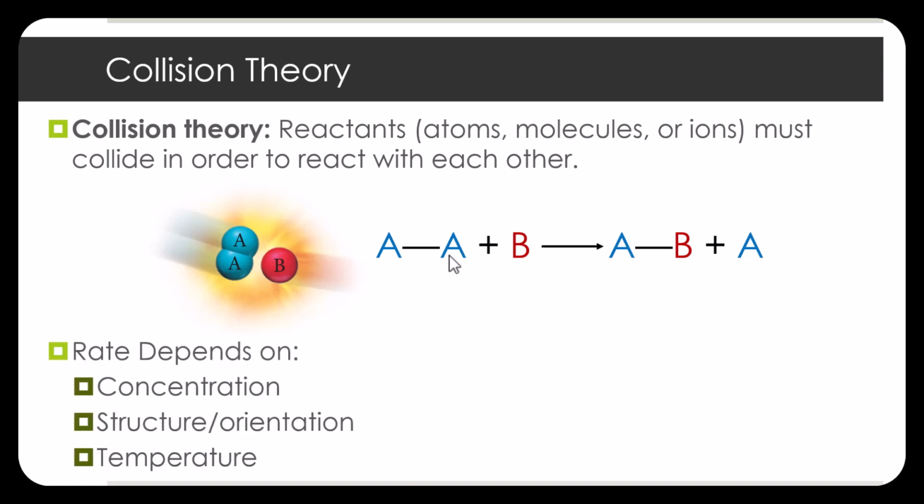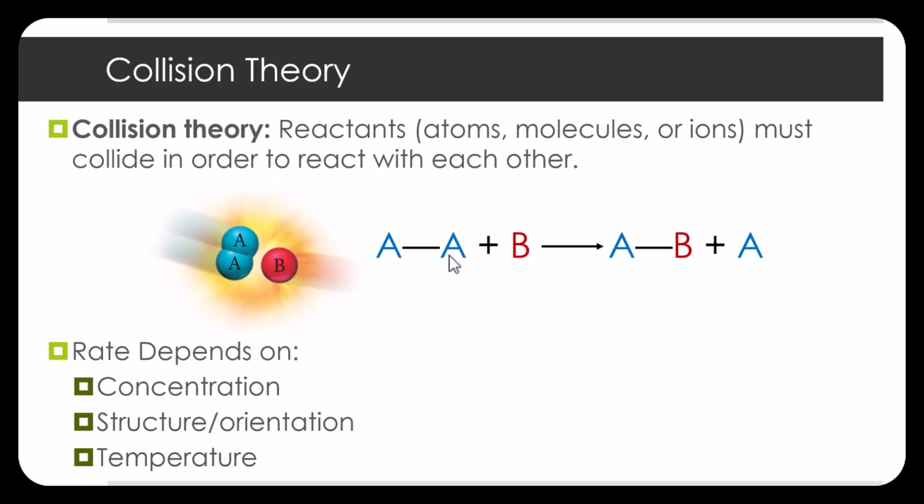The speed of a reaction is going to depend on three things, really. We talked about the first one at length so far: rate depends on concentration. The last two we're going to talk about in the next series of videos: how rate depends on structure and orientation, and how rate depends on temperature.